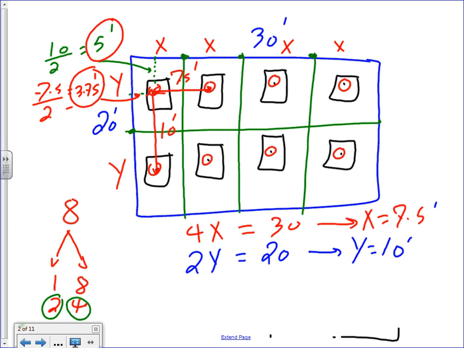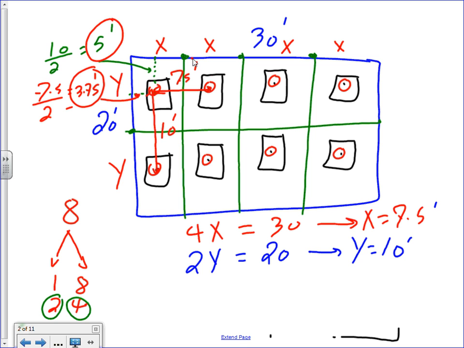If you find this distance is x, x, x, and x, 4 x's equal 30, right? All of them are the same distance. So 30 divided by 4 gives you 7 and a half. So from here to here is 7 and a half, and from here to here is 7 and a half. In order to get half of it, what do you do? You divide it by 2. So when you divide it by 2, from here to here is what? 3.75.